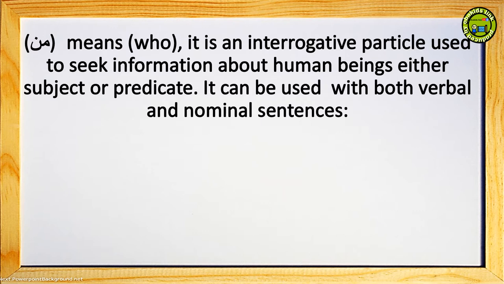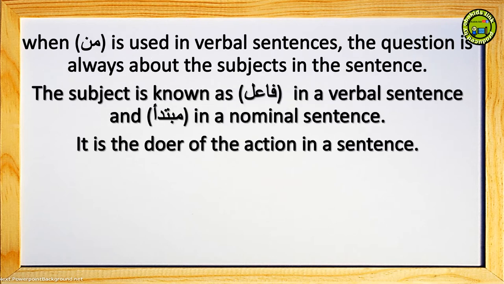Man means who. It is an interrogative particle used to seek information about human beings, either subject or predicate. It can be used with both verbal and nominal sentences. When man is used in verbal sentences, the question is always about the subject in the sentence. The subject is known as fa'il in verbal sentences and mubtada in nominal sentences. It is the doer of the action in a sentence.